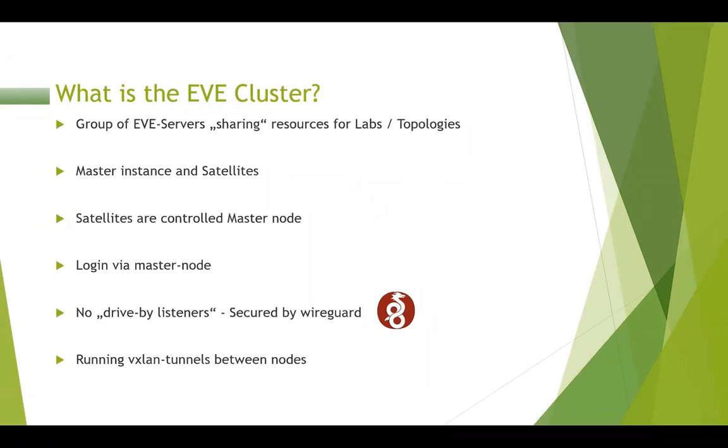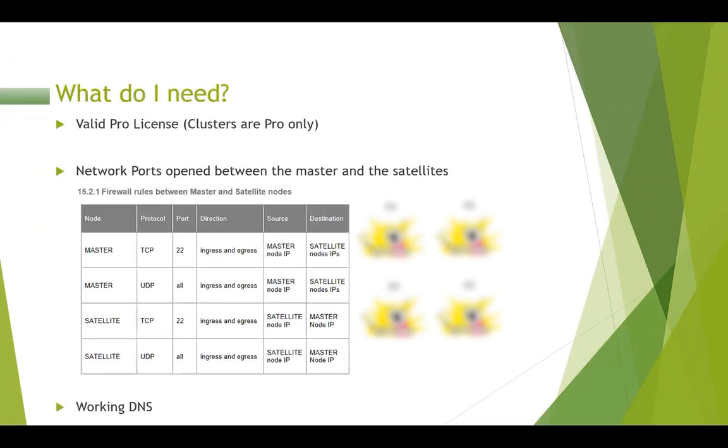Between them, they are secured by WireGuard, so the traffic is encrypted, everything is safe. And under the hood, in case you're interested, it's VXLAN tunnels between the nodes. So that's how they communicate with each other.